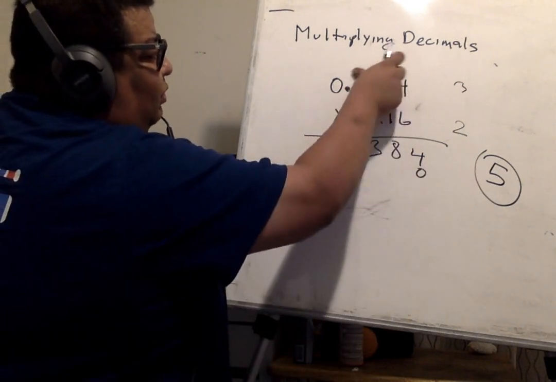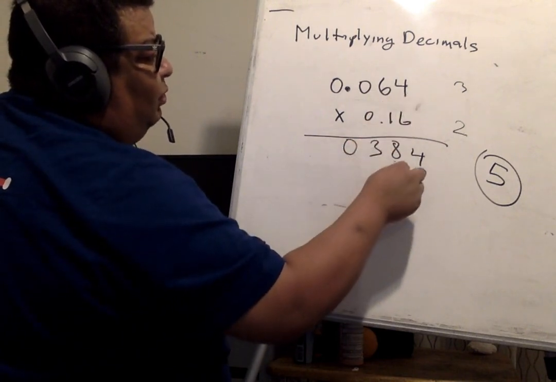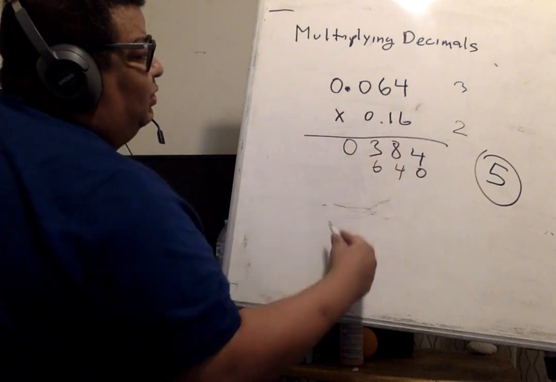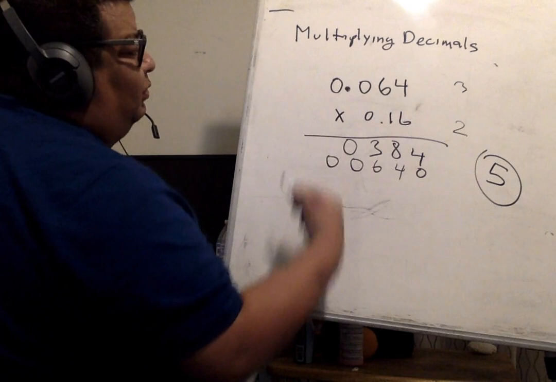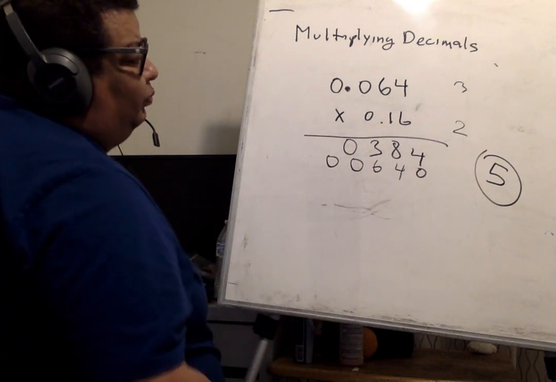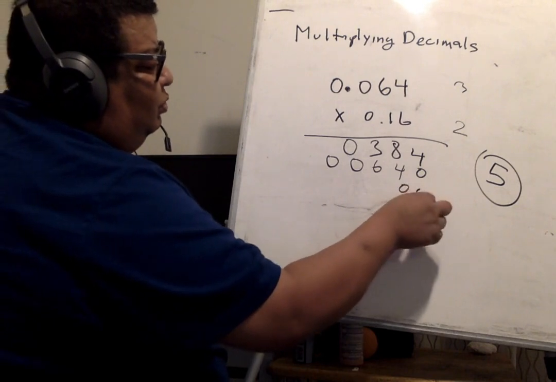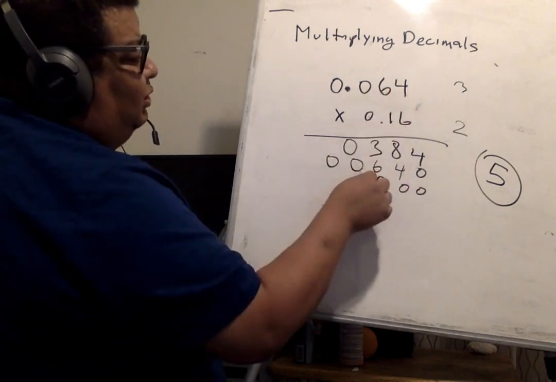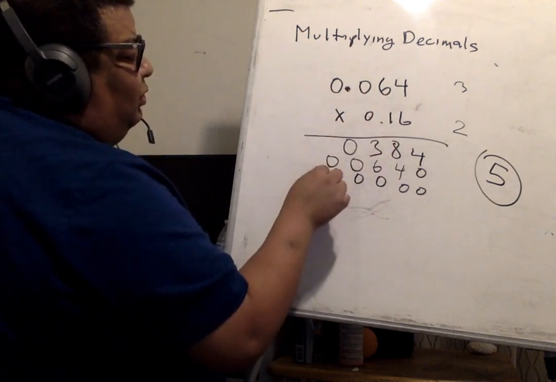Now we start over again. 1 times 4, 4. 1 times 6, 6. 1 times 0, 0. 1 times 0, 0. We start over again. So we put 2 zeros. Then we go 0 times 4, 0. 0 times 6, 0. 0 times 0, 0. 0 times 0, 0.